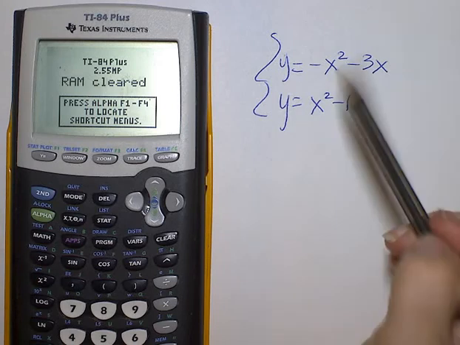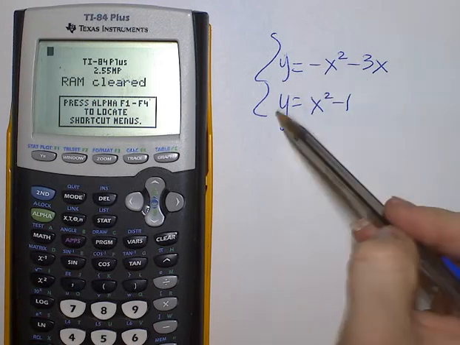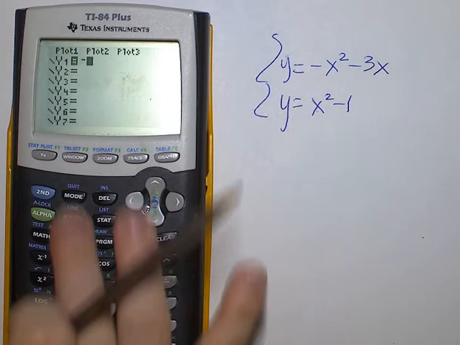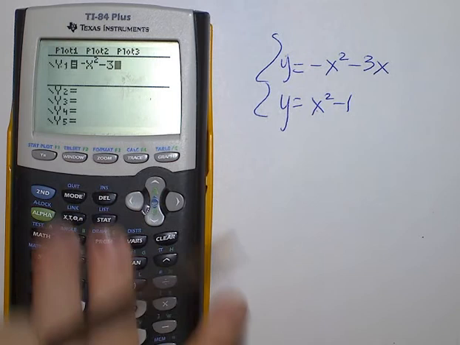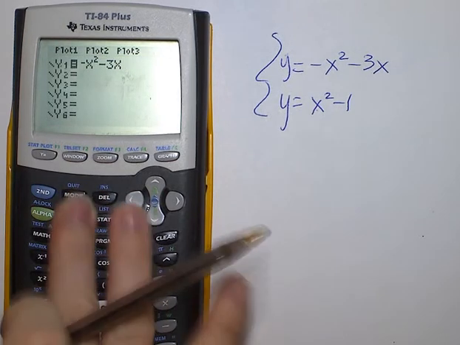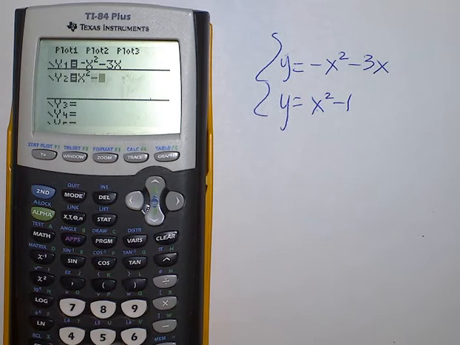And right now it's in a nice form where it's y equals for both equations. So I go to y equals. I type in negative x squared minus 3x for the first equation, and x squared, subtract 1 for the second.